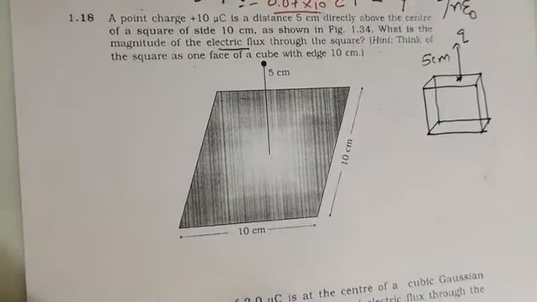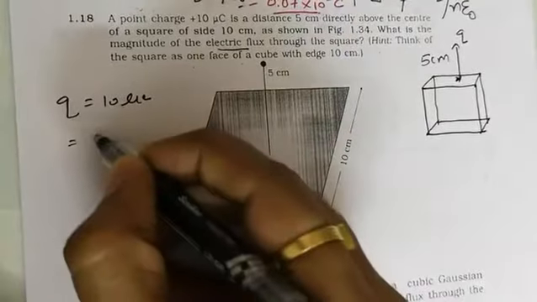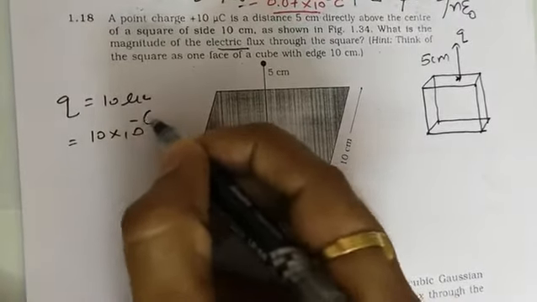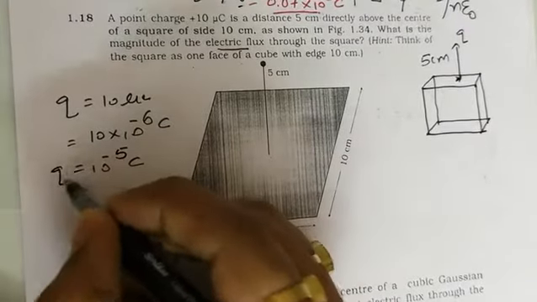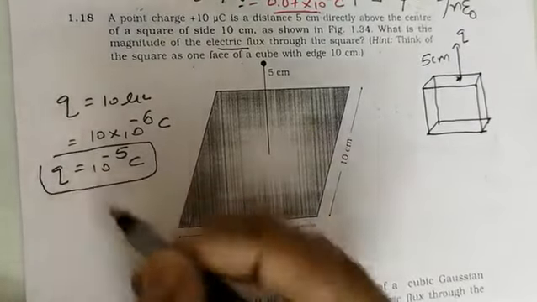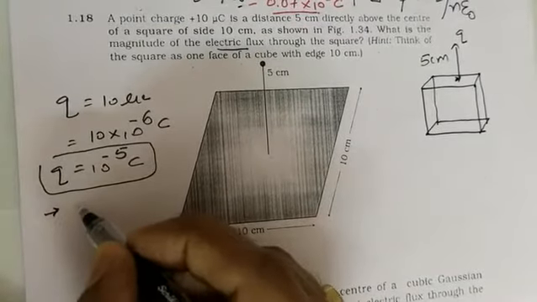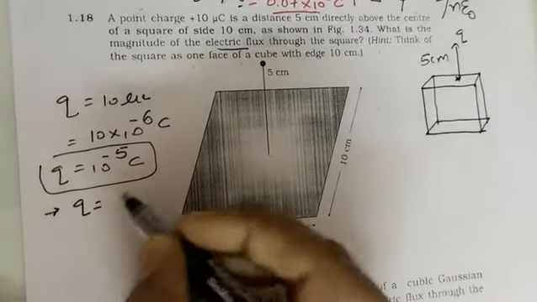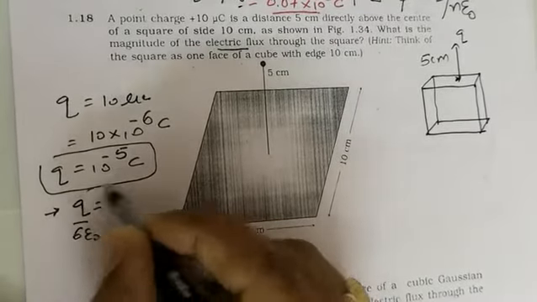So I have to find it out. It's a charge. So my Q is equal to 10 microcoulomb. So I can have 10 cross 10 to the power minus 6 coulombs. So 10 to the power minus 5 coulomb is my value of Q. I have to find a flux. So I can have Q by 6 epsilon 0.